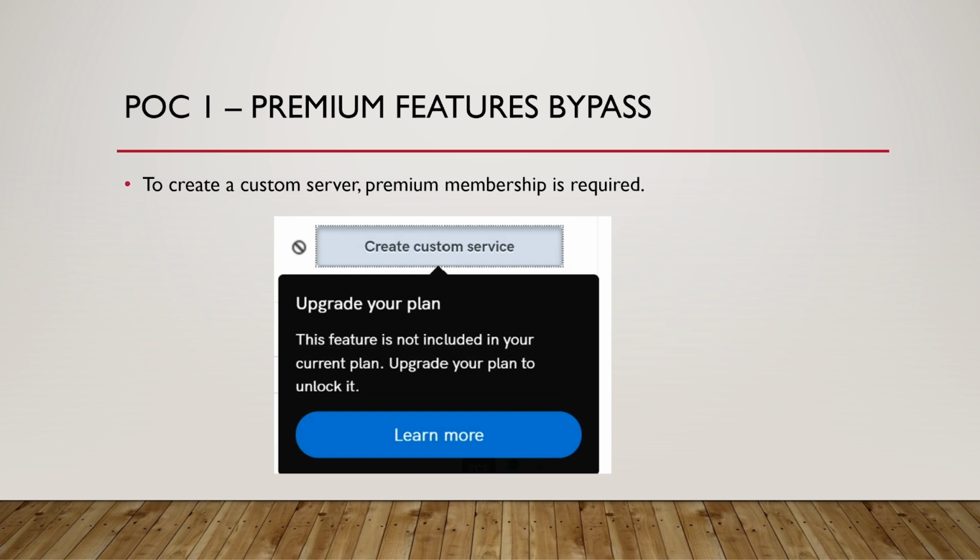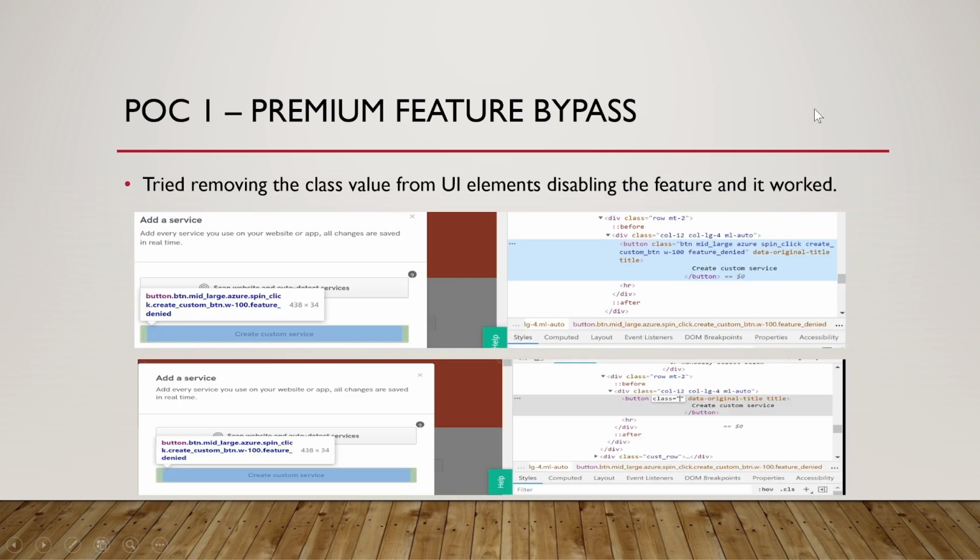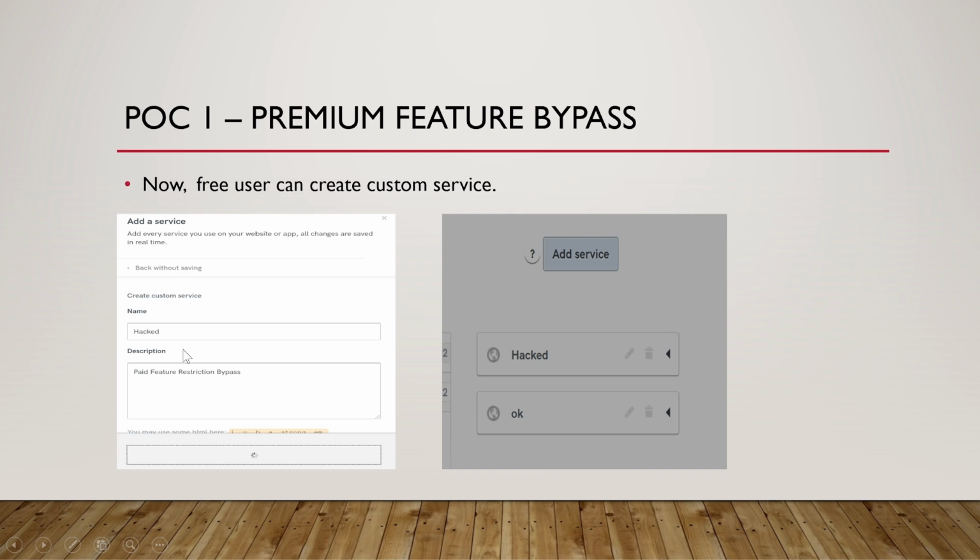When I right click on the learn more button and inspect the element, I can see the button has a class element, and I can see the feature denied element is there, right? Like this. So I removed the value inside the class element. After clicking the button, I was able to add a custom service like this.